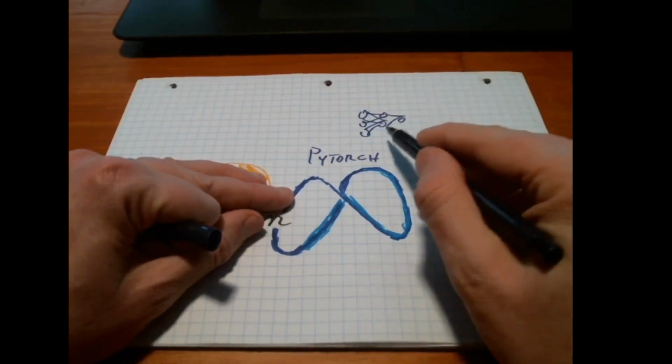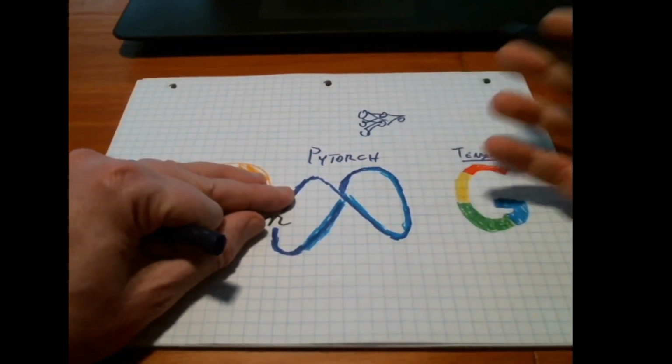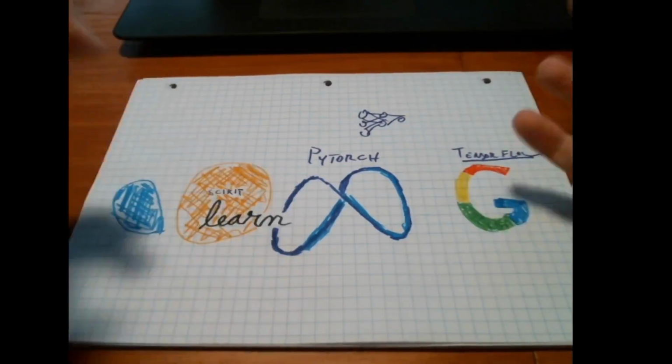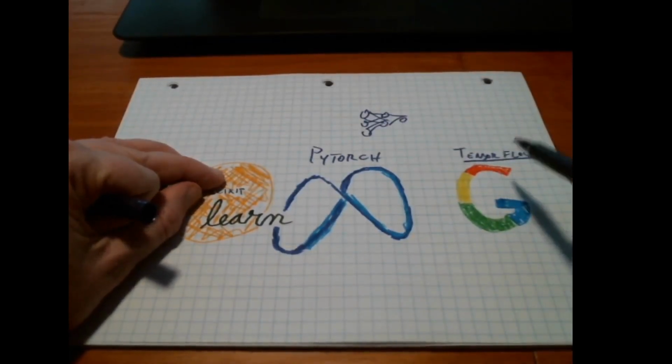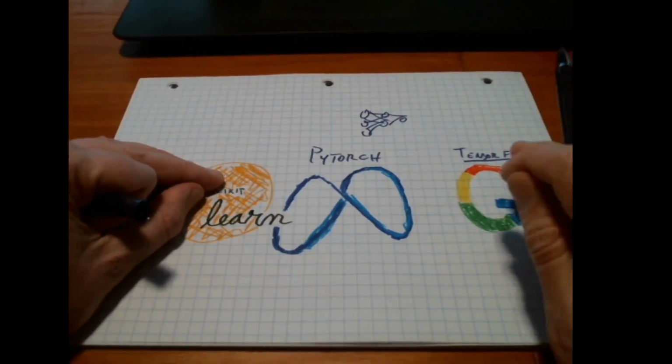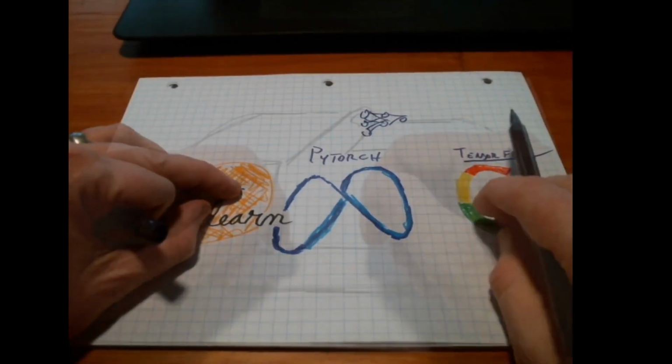So don't worry about what a neural model is right now. We're going to be getting into that in a later video. So for now, start looking up TensorFlow, start seeing what it takes to install that package on your computer.